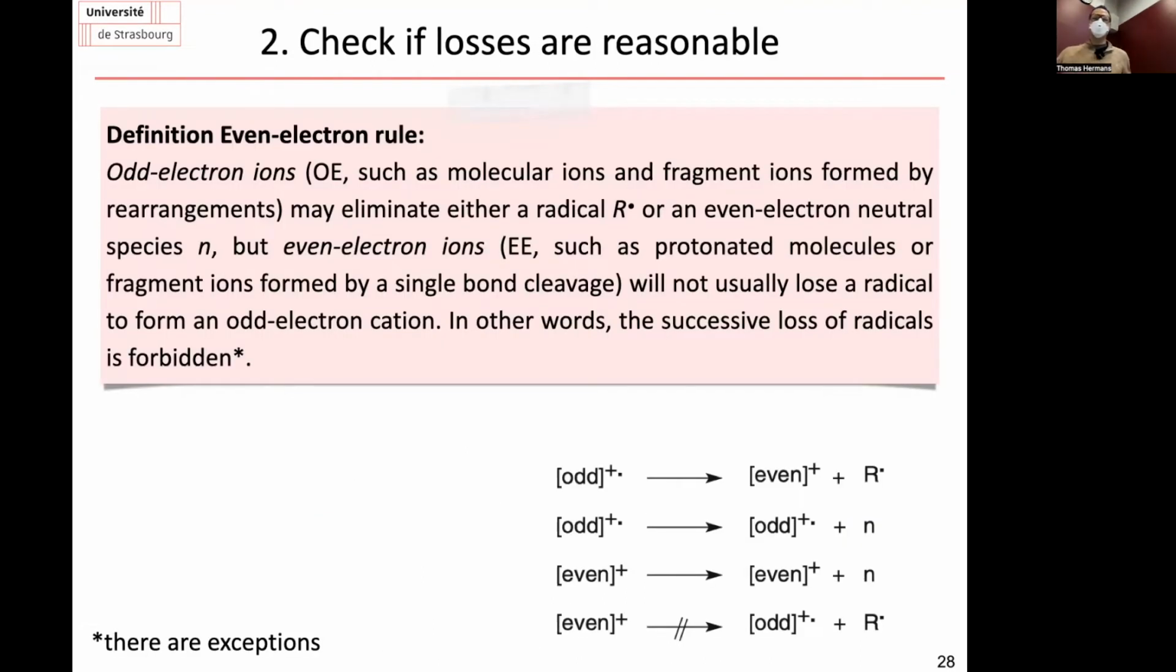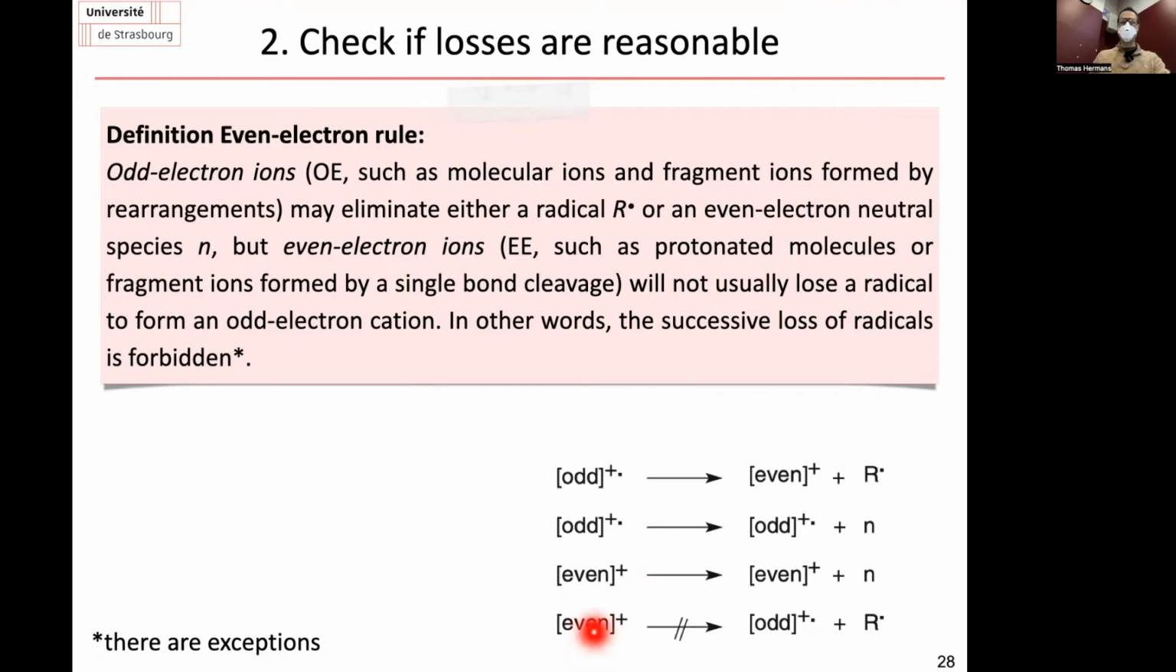Okay, so let's check if the fragments that we lose are reasonable. There's a rule called the even electron rule, but you can also call it the odd electron rule. Basically, it says odd electron ions can eliminate either a radical or a neutral species. But odd electron ions will not usually lose a radical to form an odd electron cation. In other words, successive loss of radicals is forbidden, and I put a star because, of course, there are some exceptions, like basically everything in chemistry, there's always an exception.